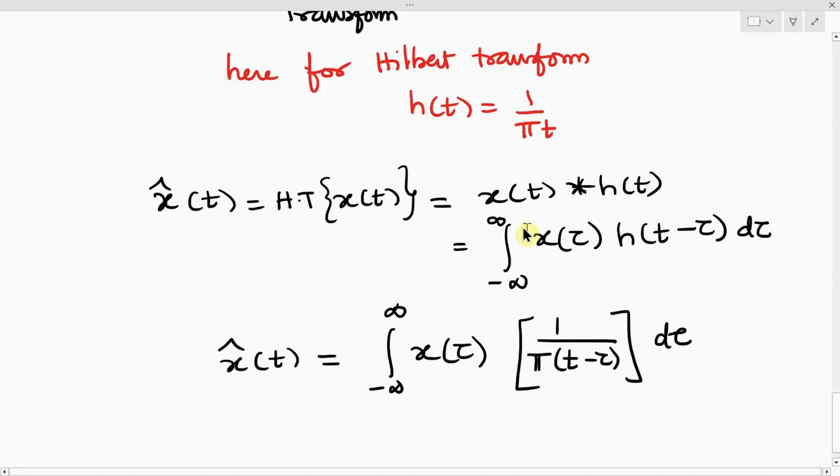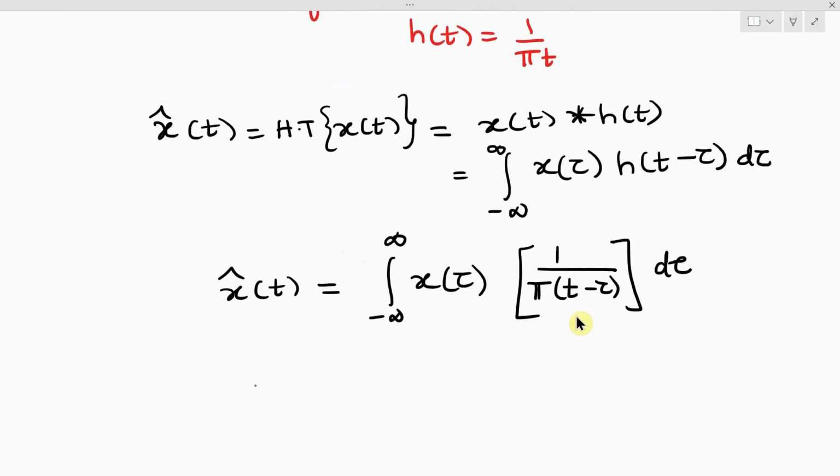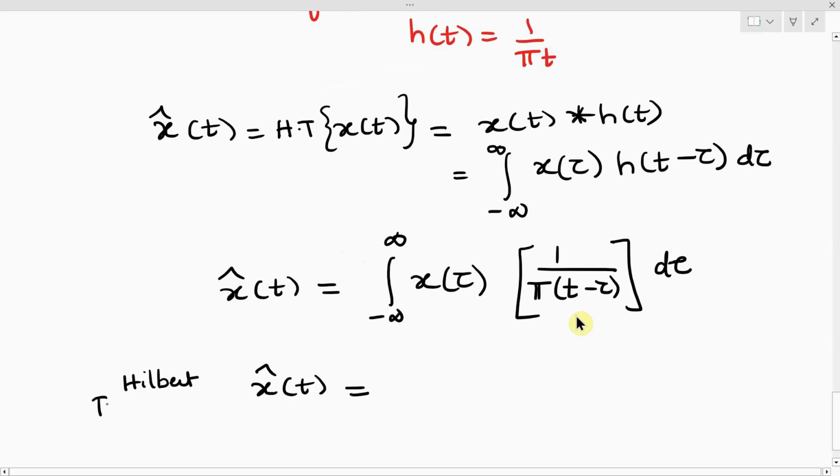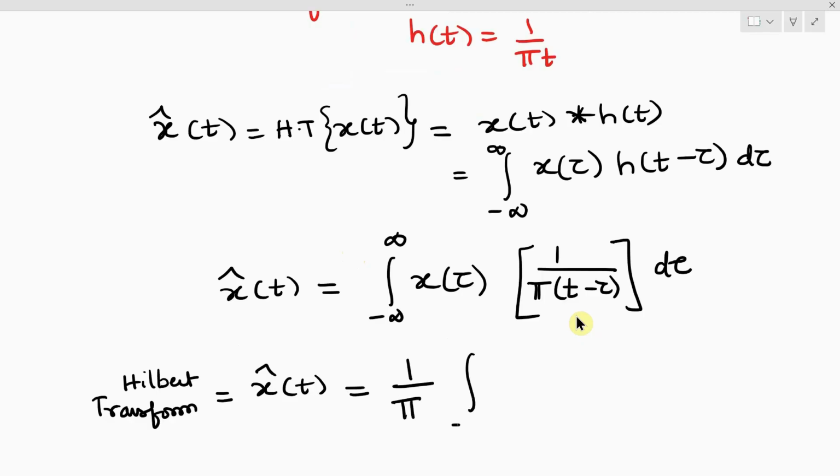Yes, sir. Okay. Now, just rewriting this properly. The Hilbert transform result is 1 by pi, a constant, which I'm writing outside. Integral over infinite limits x of tau by t minus tau, d tau. That's it. This is the form.